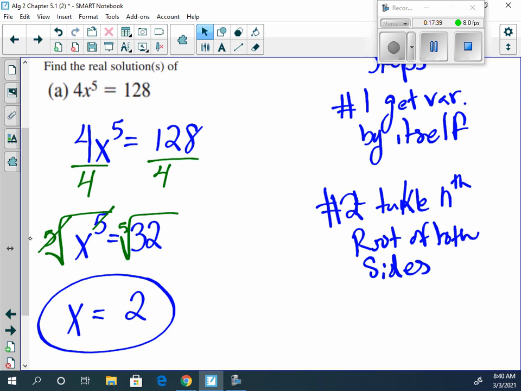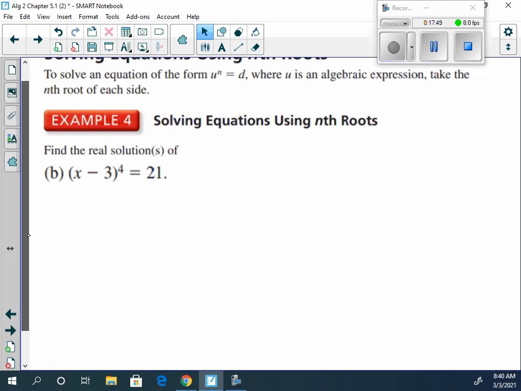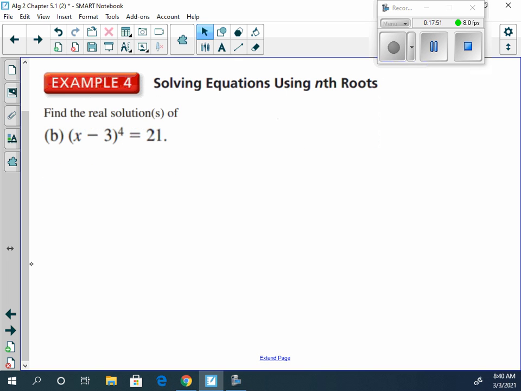Did we solve it? Well, yes, x equals 2. And that's it. Questions on this here? Okay. Is the variable by itself? Yeah, I'll need to fix step 1.